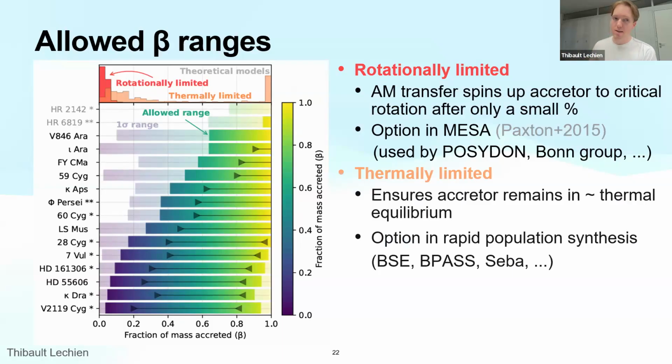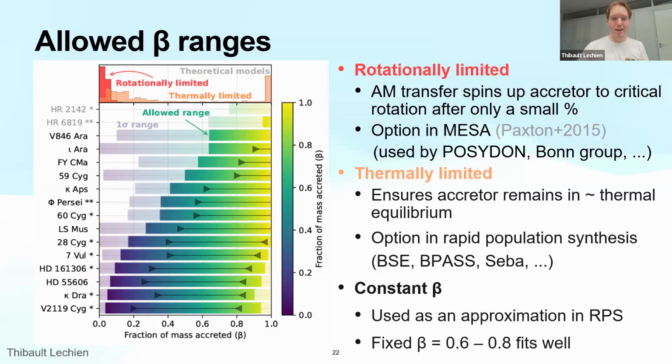The second theoretical model is this thermally limited model, which compares the thermal timescales of two stars and limits accretion if they differ too much. This is an option commonly used in rapid population synthesis, but you see that it predicts this bimodal distribution, where it's either below 20% accretion or fully conservative accretion. But most of our systems have good support between this 30 and 70% range, which doesn't have much support from this thermally limited model, which is why we also interpret tension here.